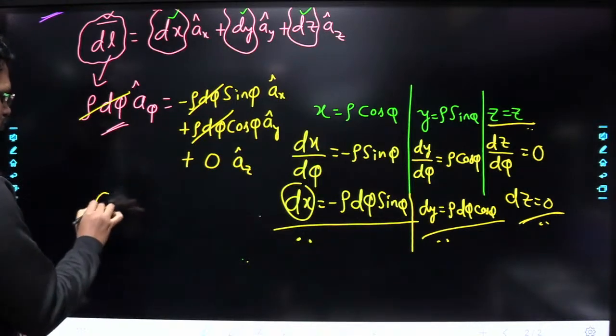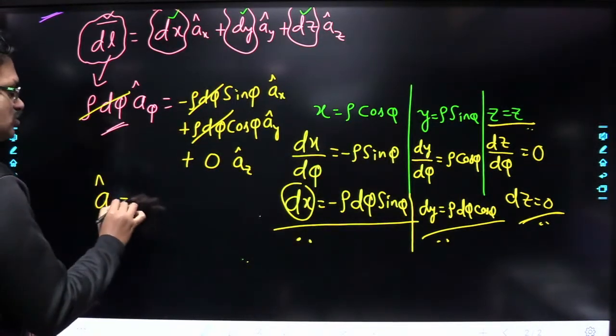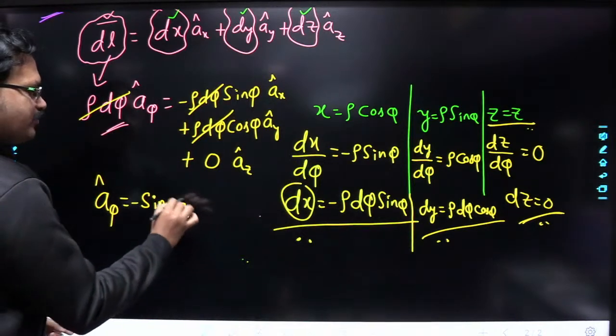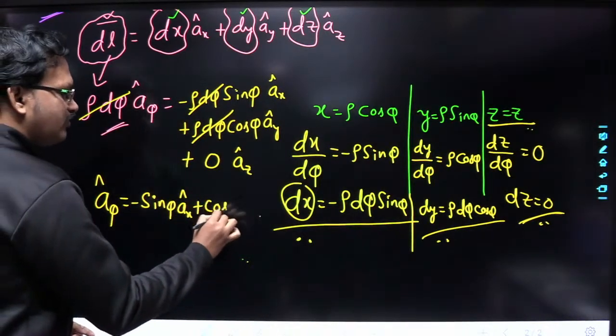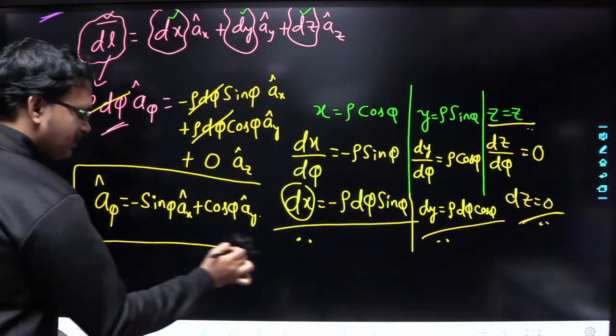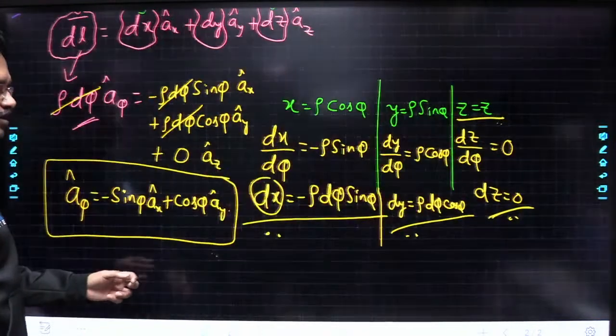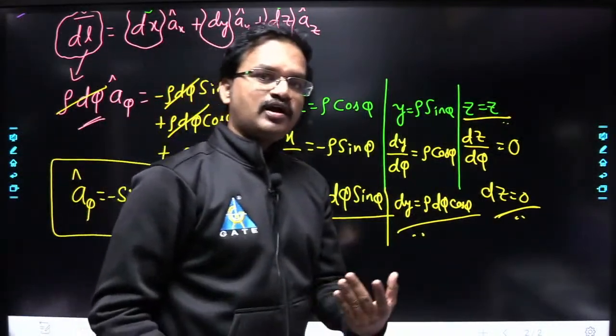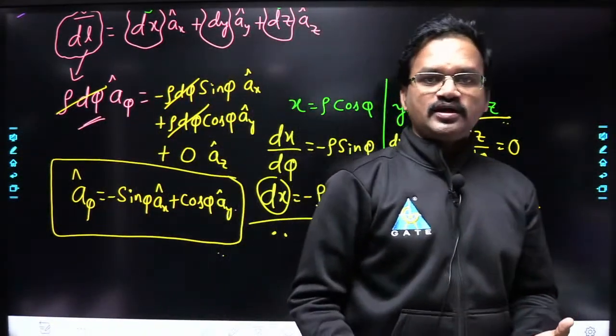So finally, what you are going to get: a phi cap is equal to minus sin phi ax cap plus cos phi ay cap. Yes or no? It is very simple, right? Okay. So what do you have to do in order to determine the dependency of a rho cap and a phi cap on phi? How do you determine that? What do you have to do?